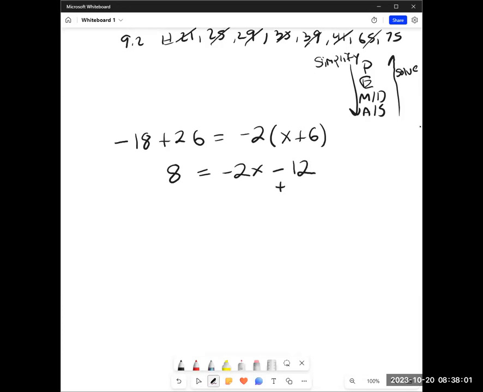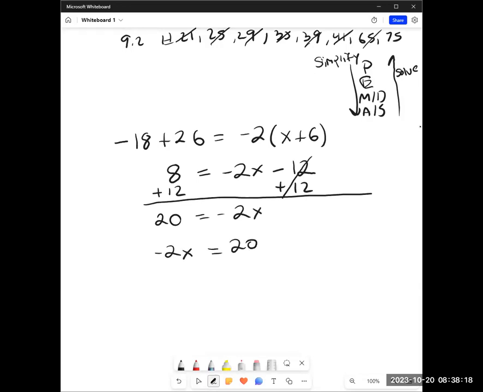Let's get my variables away from my constants by adding 12 to both sides. 20 is equal to negative 2x, which is the same thing as negative 2x is equal to 20. Let's divide both sides now by negative 2, and x is equal to a negative 10.